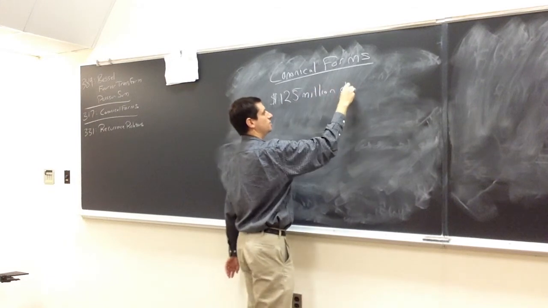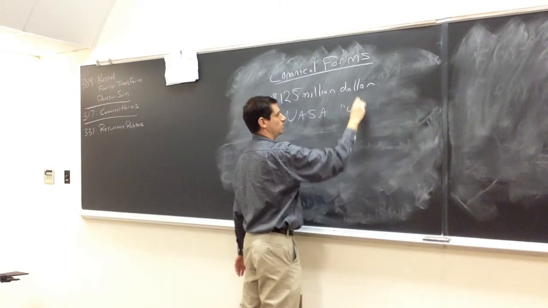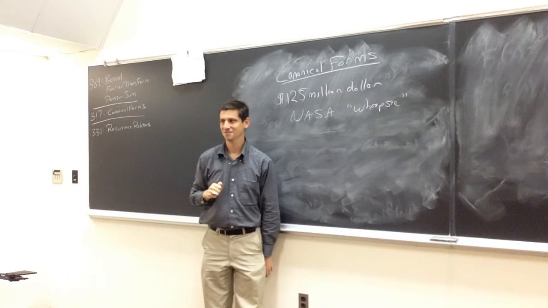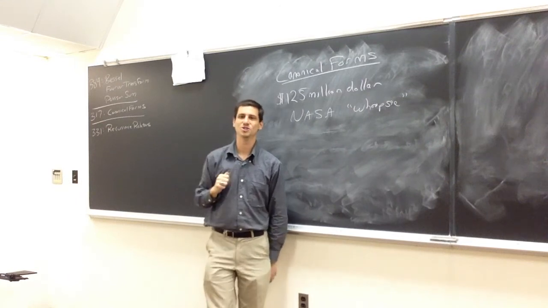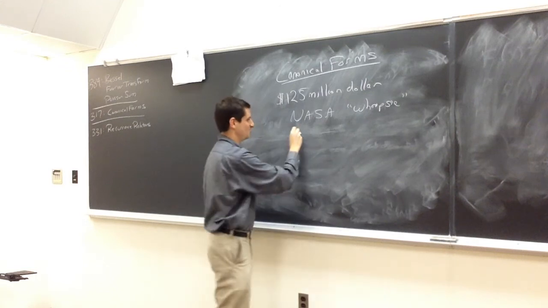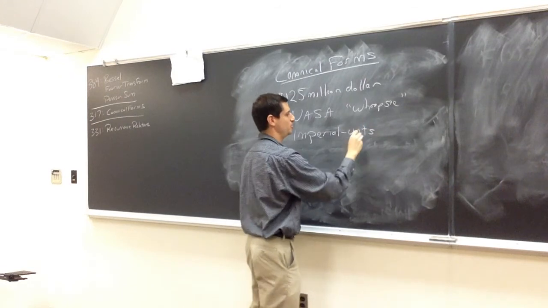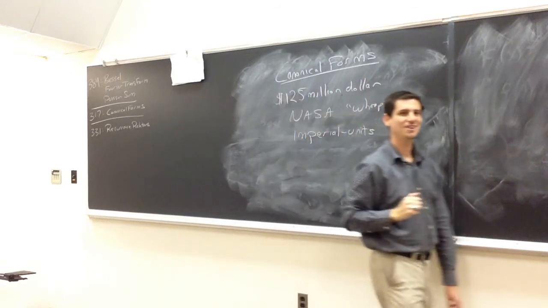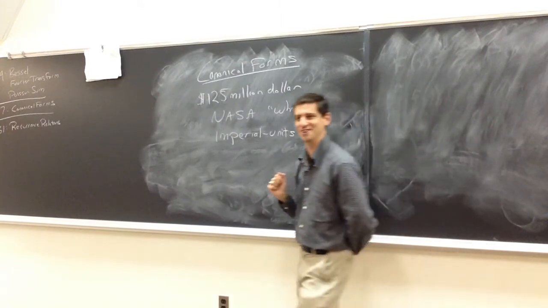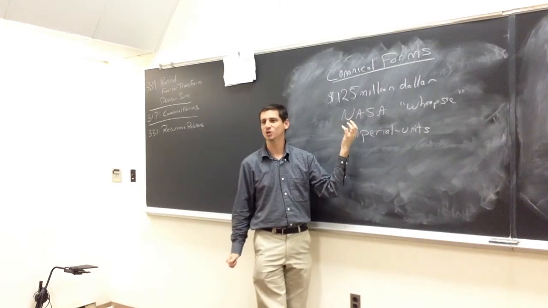$125 million NASA whoopsie. Anybody know this? Give me one word to describe it. Imperial units? Well, I guess that's units. And as Scotland has voted to stay as part of the UK, we will keep things together and we will hyphenate. So I'll count that as one word in honor of the Scottish referendum. Imperial units. Okay? This was a $125 million whoopsie for NASA.